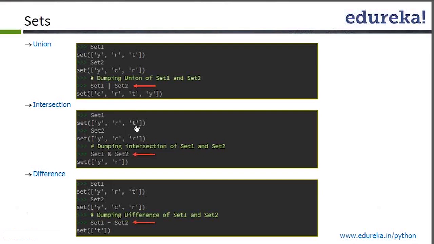Intersection would be your Y and R. That's your intersection because it's been repeated twice. The difference will be set 1 minus set 2. It's T for this one. If you do set 2 minus set 1, it will be C. Okay. Again, these are all mathematics. If you look at a Venn diagram and if you've got two graphs like this, right?